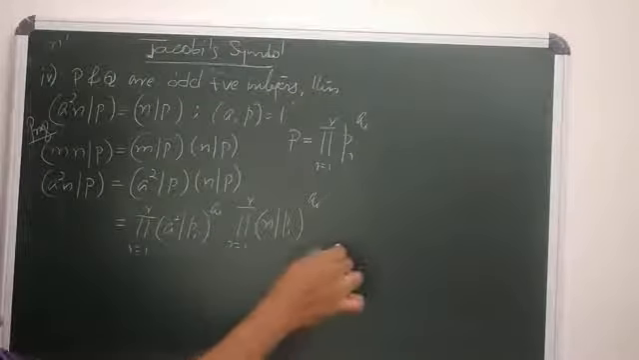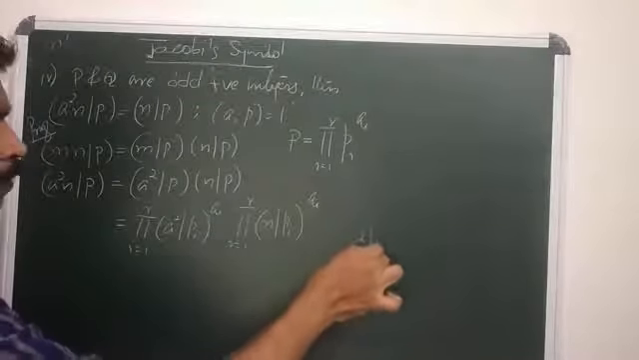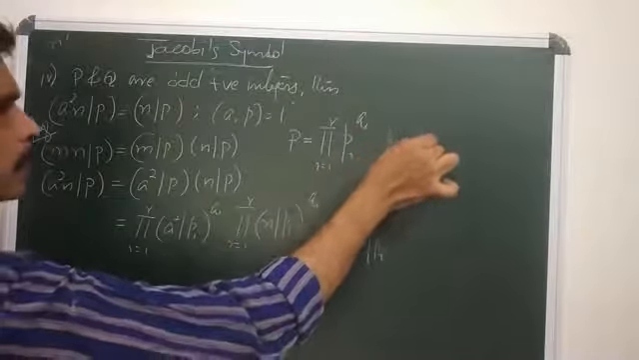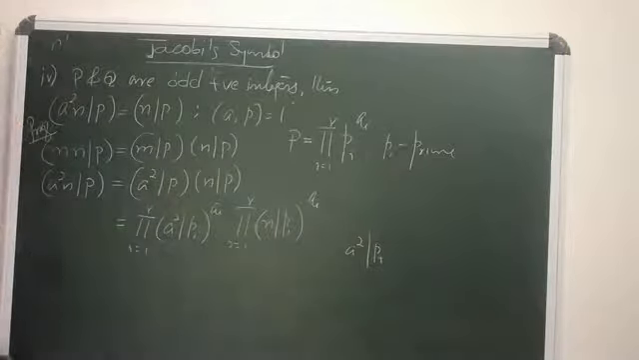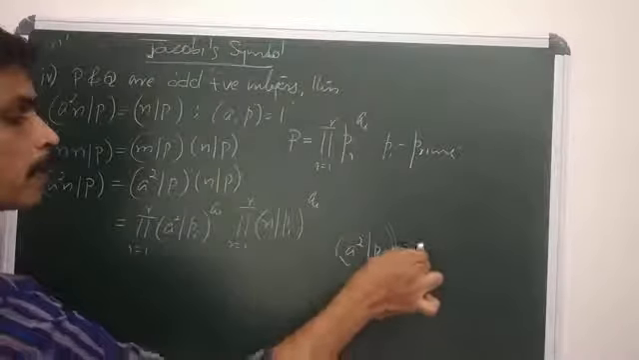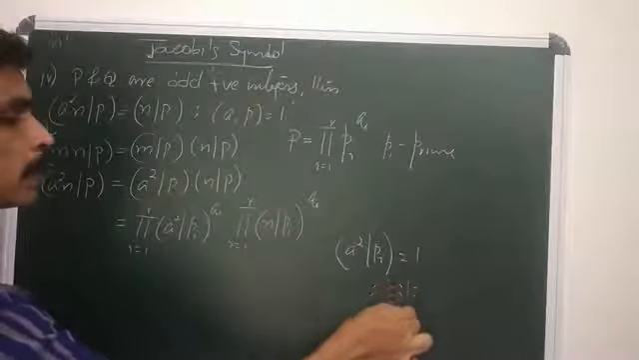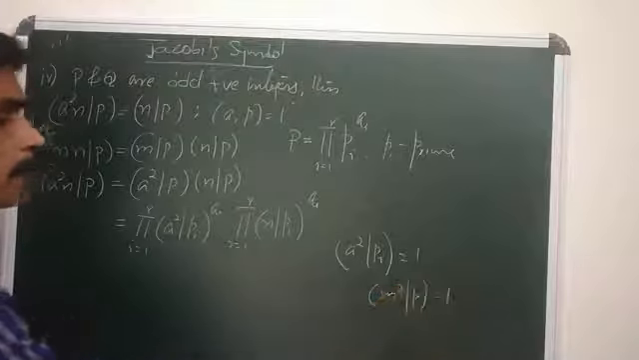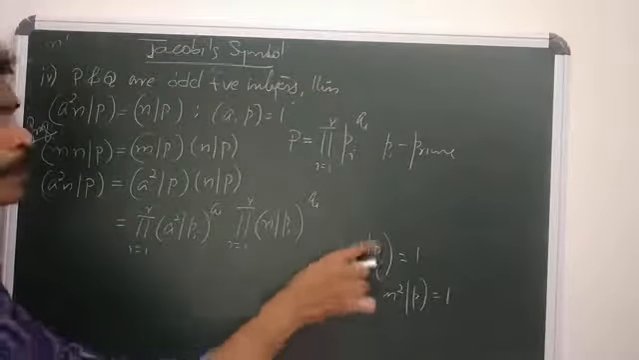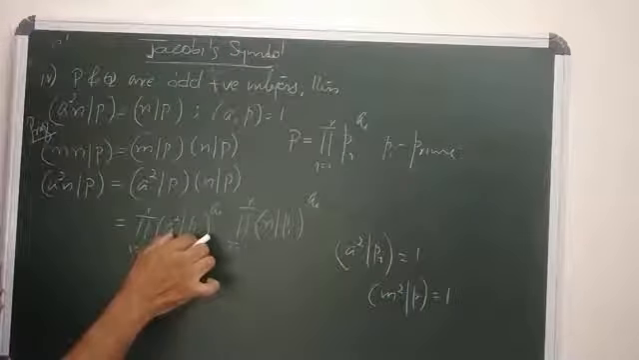But we know that what is a square by pi? Here pi is a prime, due to the prime factorization of p. Since pi is a prime, then by Legendre symbol, a square by pi equals 1. Why? Because when p is a prime, then m square by p equals 1. So using that argument, since pi is a prime, a square by pi equals 1.